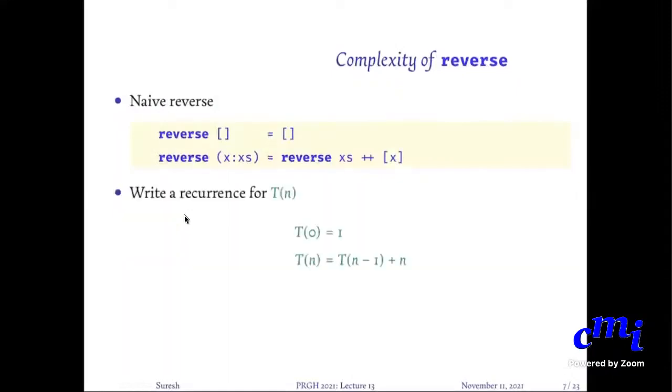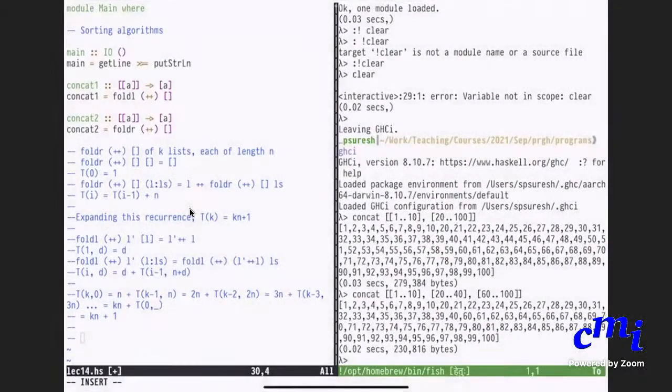Sir, can you go back to the terminal once? Yes. It should be kn squared, right? In the T of k. Right. It should be k squared n. That's right. Because it is n plus, then at the next step, it is 2n plus n plus. And in the next step, it is 3n plus 2n plus n plus.